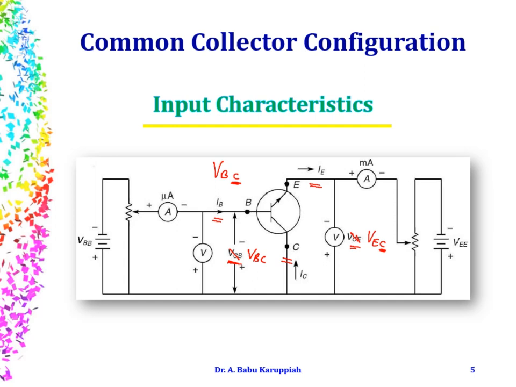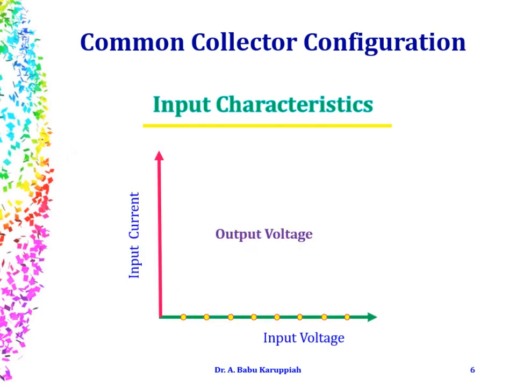By going with the same procedure as the common emitter and common base configurations, the input voltage is VBC, the input current is IB and the output voltage is VEC. Now what we are trying to do is obtain the input characteristics by changing the input voltage and noting down the corresponding input current, having the output voltage constant. So this is what we will do, and the procedure is one and the same as that of your common base and common emitter configurations.